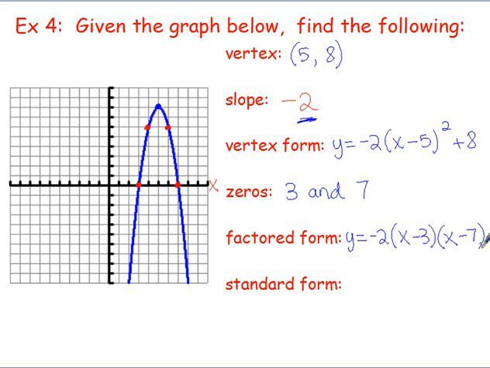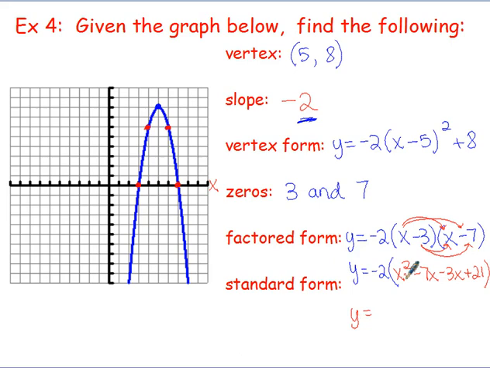And then finally, we have to do all of our distributing. So I'm going to keep the -2, and I'm going to take x times x is x squared. x times -7 is -7x. -3 times x is -3x. And -3 times -7 is a positive 21. And then finally, to find the answer, we're going to multiply by -2.